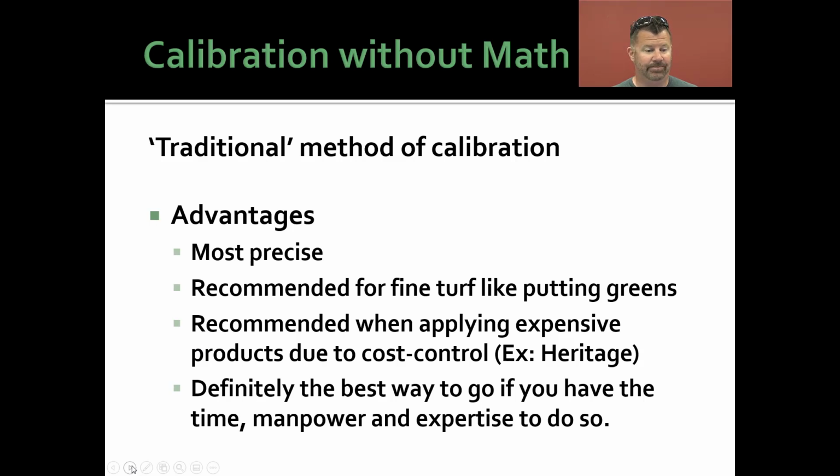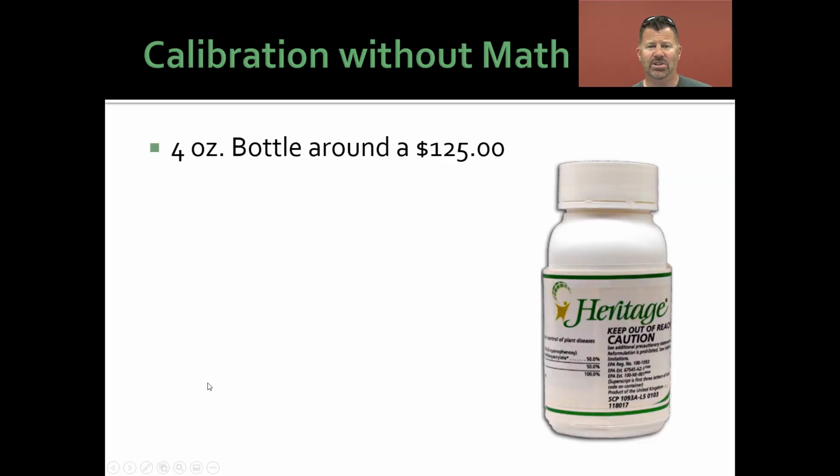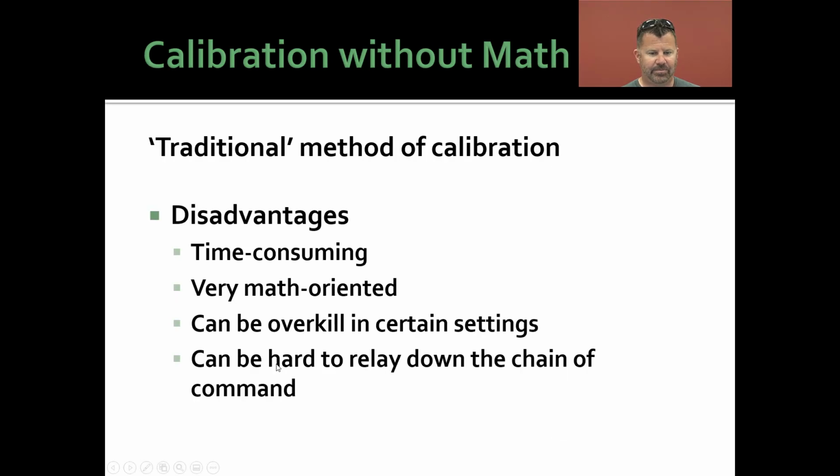So get used to doing it. A 4-ounce bottle of this heritage fungicide is around 125 bucks. Yikes. So we got 16 ounces. That's in a pound, right? So a pound of this stuff's $500. Holy smoly. You want to use the traditional method here because you want to be right on the money, as they say, to save that money when applying a product like this.